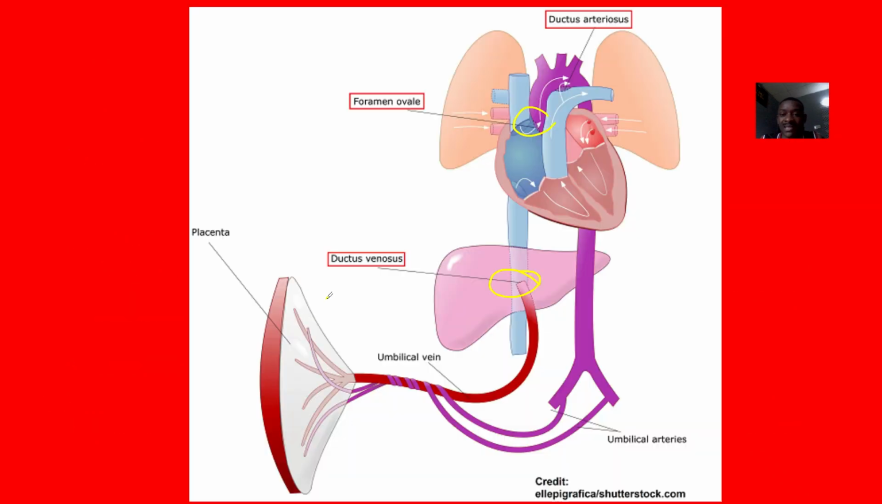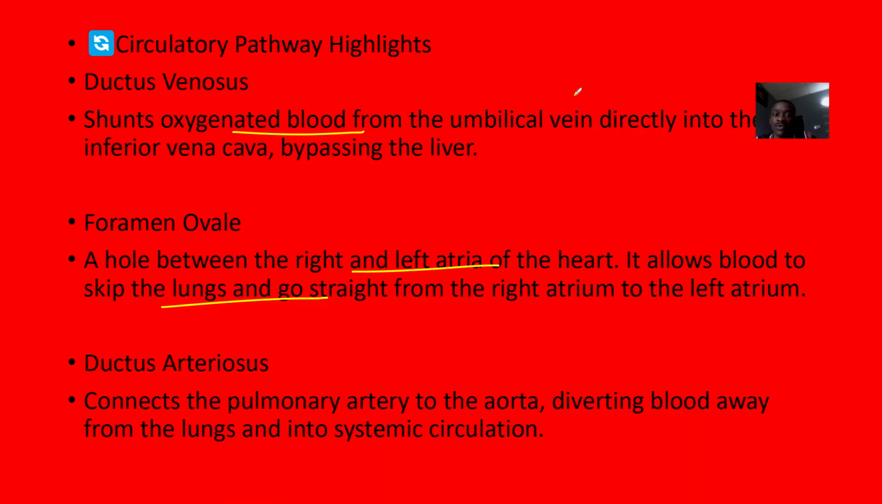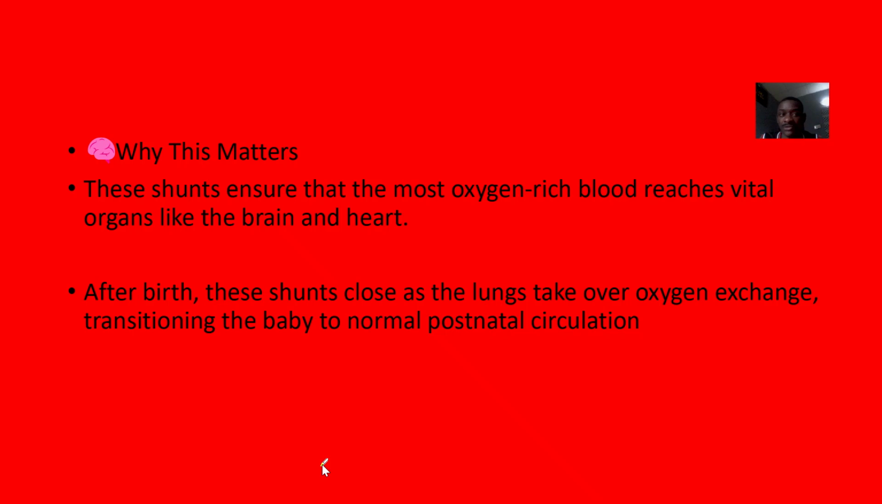Then the ductus arteriosus. This is it up here. It's kind of like blood is moving from the pulmonary trunk into the aorta. So it connects the pulmonary artery to the aorta, diverting blood away from the lungs into systemic circulation. So blood doesn't have to go to the lungs for oxygenation, it just goes directly into systemic circulation.